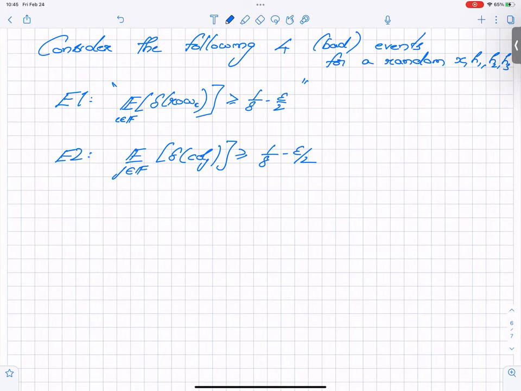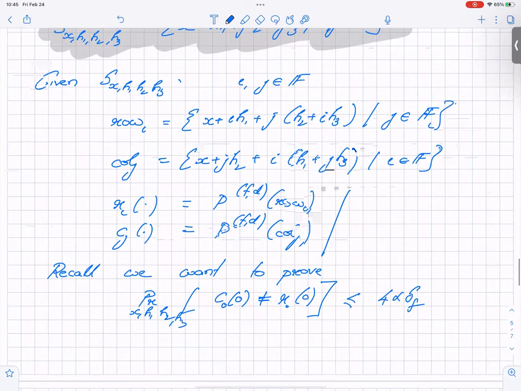E3 is going to be the event that the expected number of i's in F. Let's see one more definition. I'm going to define Mij to be basically f of x plus ih1 plus jh2 plus ijh3. It's what the points oracle is going to give at the point corresponding to ij in this surface.